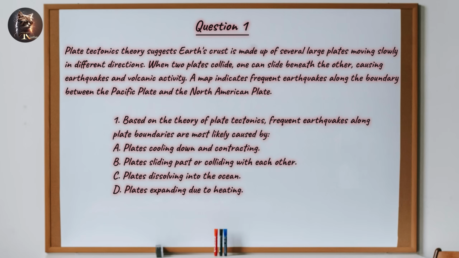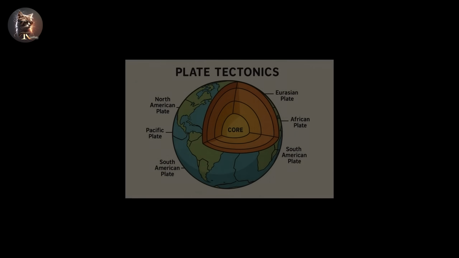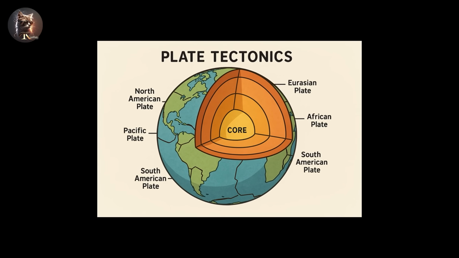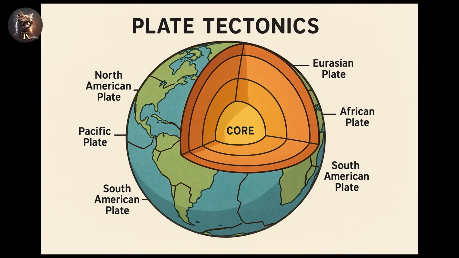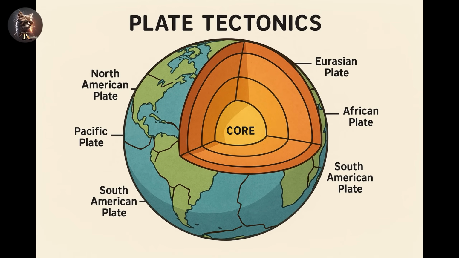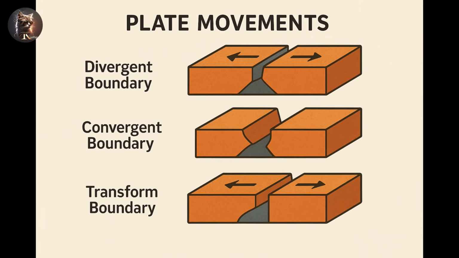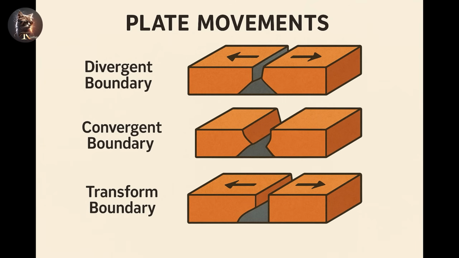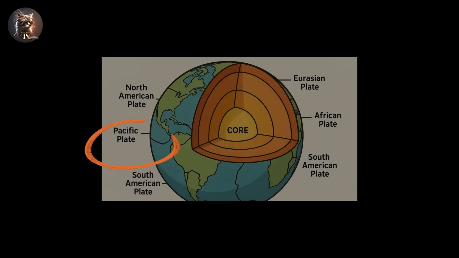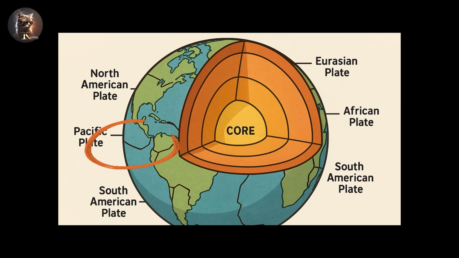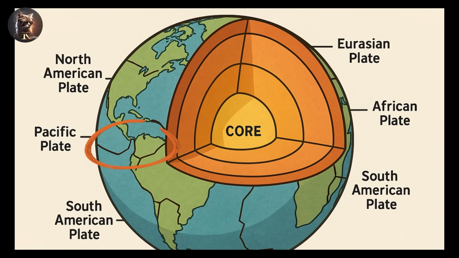Now, I know this can be a difficult question to answer if you don't understand the concepts. Let's start by talking about plate tectonics. Plate tectonics theory suggests that Earth's crust, which is the outer layer of our planet, isn't one solid piece. Instead, it's made up of several large plates that are always moving very slowly in different directions. Imagine giant puzzle pieces shifting gradually around. When two of these huge plates meet, they sometimes collide, and one can slide underneath the other. This sliding action can lead to earthquakes and volcanic eruptions. For instance, frequent earthquakes occur along the boundary between the Pacific Plate and the North American Plate because those two plates are pushing and sliding against each other.